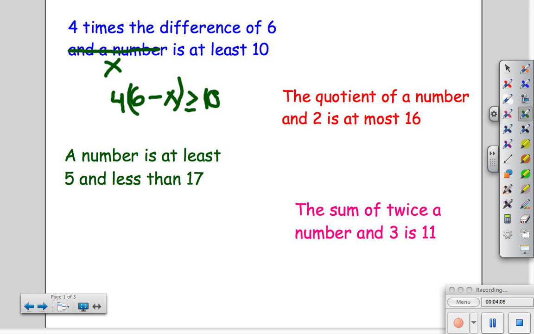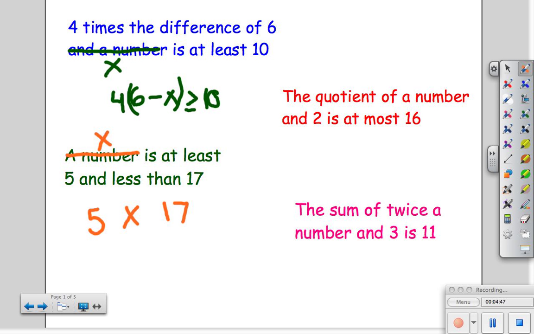A number is at least 5 and less than 17. So again, I'm going to get rid of a number and change it into x. It's at least 5 and less than 17. This one, we're not going to have too many of these this year, but this is what's called a compound inequality. That means your variable's in the center, and then you've got 2 inequality symbols, one on either side. If it's at least 5, let's put 5 here and 17 here. You want to put your number that's the smallest on the left and the largest on the right.